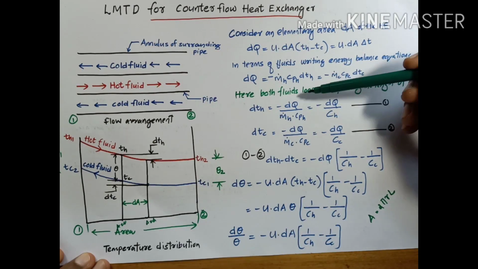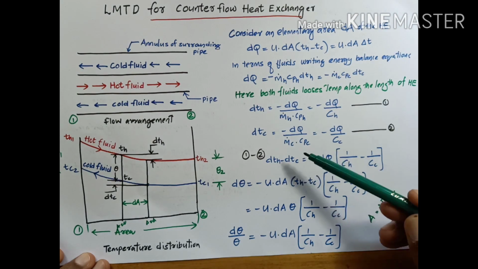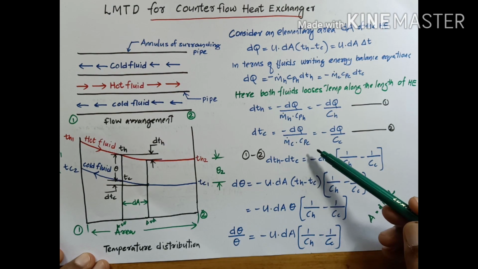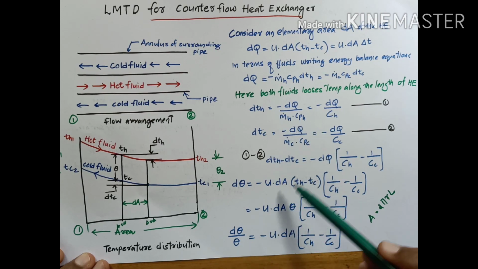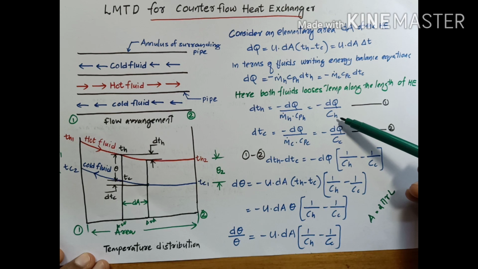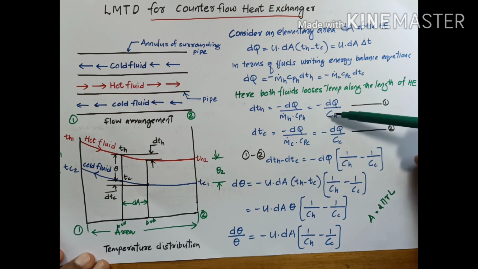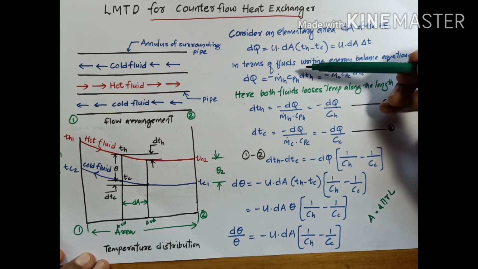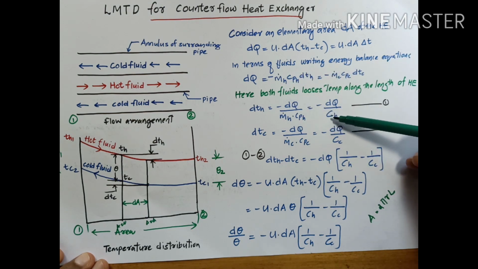We can rearrange this equation and we get minus dQ by m dot h into Cph and minus dQ by m dot c into Cpc. We can write m dot h into Cph as Ch, the heat capacity rate of the hot fluid, and Cc means the heat capacity rate of the cold fluid. Here C is capital with subscript small h. Here Cpc, that is the specific heat, we only write it as small c. Here we write it as capital C.